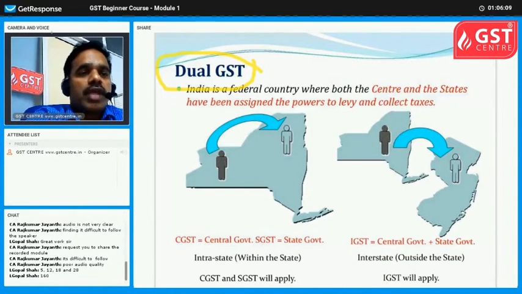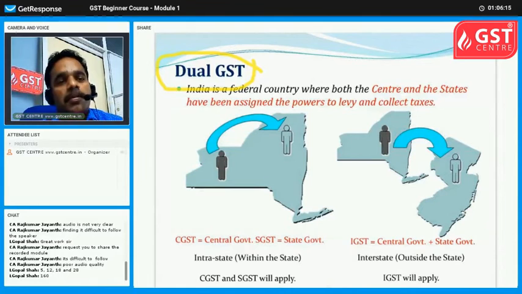So among these 160 countries, some have adopted dual GST and some have adopted a single GST system. Dual GST means the benefit will go to the central government as well as the state government. That is called dual GST.